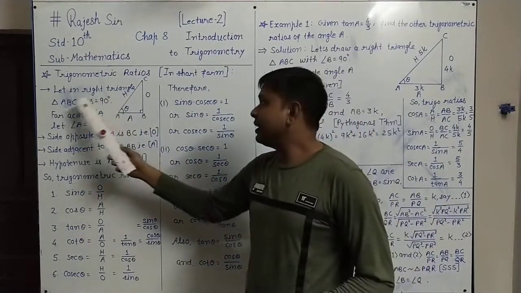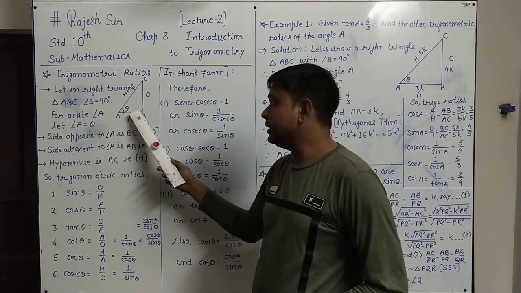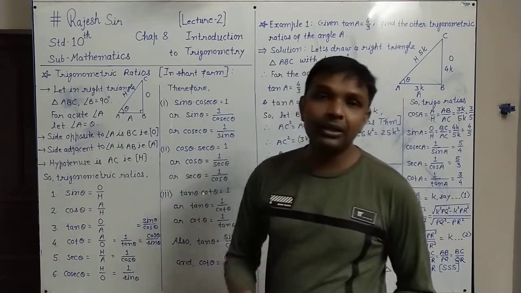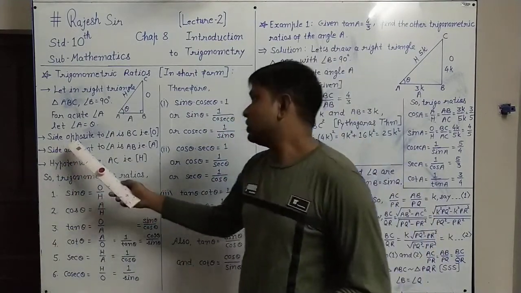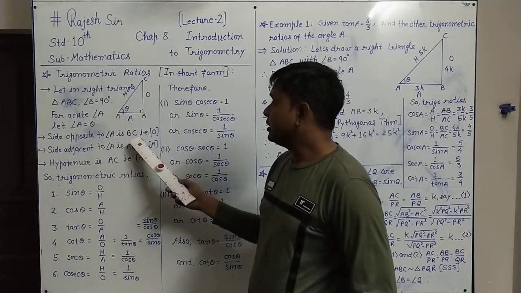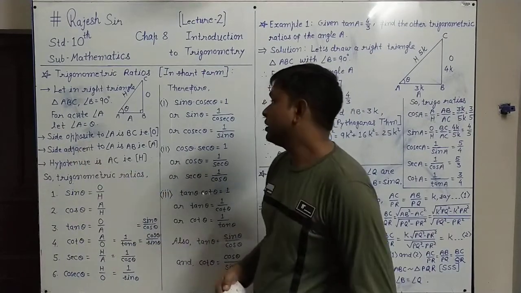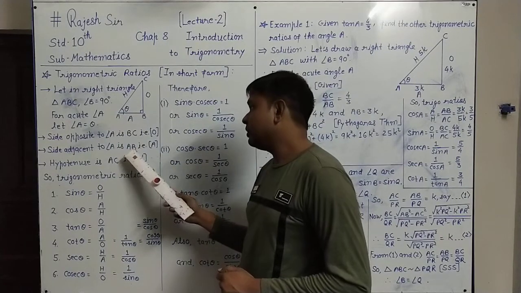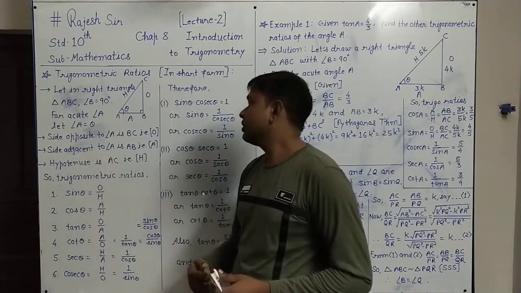Let in the right triangle ABC, here we have shown right triangle ABC, angle B is 90 degrees. For acute angle A, let the measurement of angle A be theta. The side opposite to angle A is BC, shortly denoted as O for opposite side. Then the side adjacent to angle A is AB. In short, you will denote it by A for adjacent side.